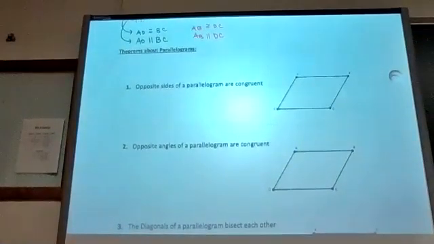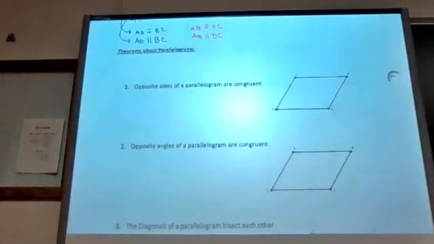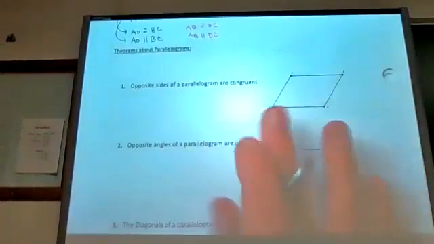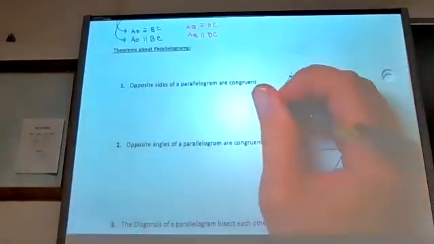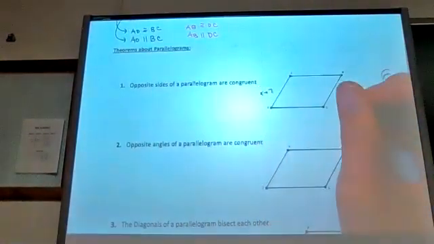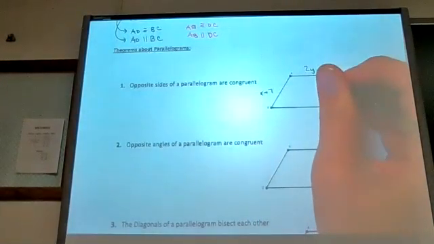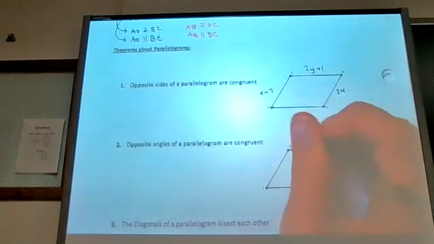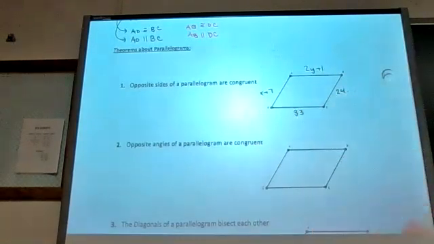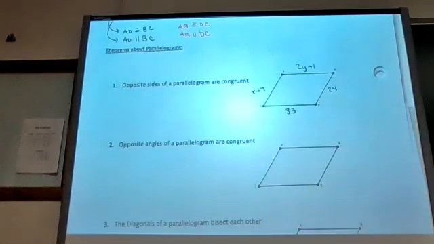So what something might look like with opposite sides congruent. Here's my example. Maybe we're given x plus 7, 24, 2y plus 1, and 33. I'll give you a moment to label your diagram the way I have my diagram labeled.